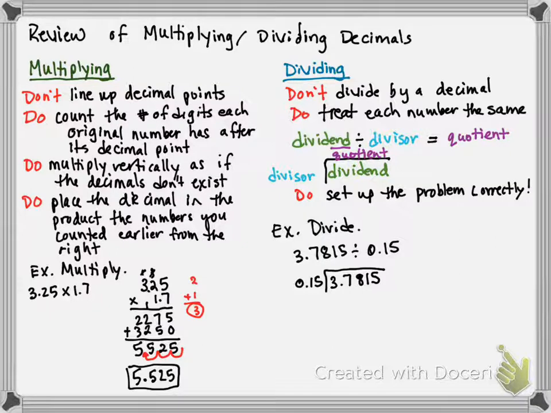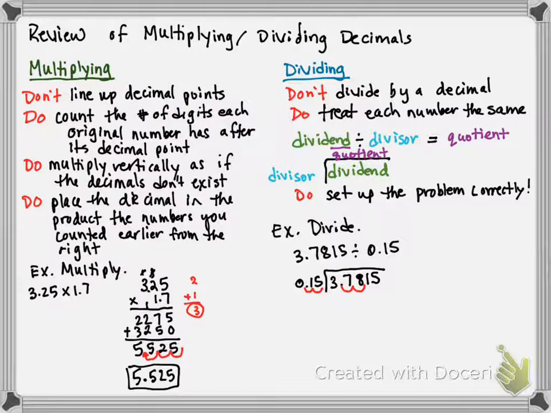Now, we can't divide by a decimal, so I'm going to have to multiply. If I multiply by 10, it's just going to move the decimal point once to the right. So I have to multiply it by 100. That means I move the decimal point twice to the right. So I do the same exact thing to my new guy.